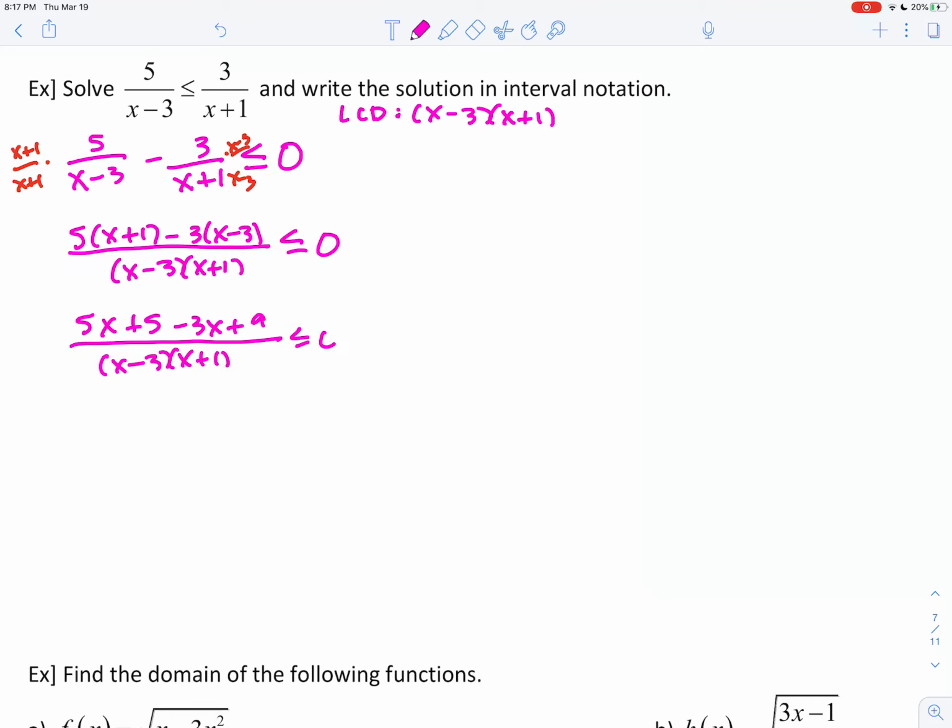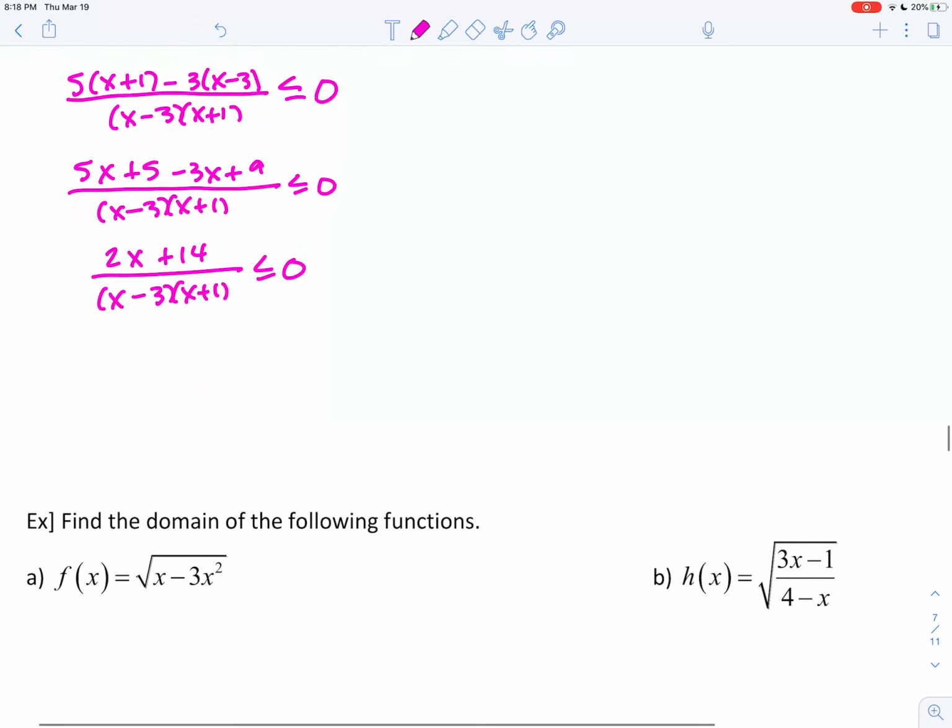Okay, and I have 5x plus 5 minus 3x plus 9 because I distributed negative 3. Okay, and so I have 5x minus 3x is 2x, and I have 5 plus 9 is 14. So I combine like terms. Okay, I'm also seeing that I could factor out this 2.